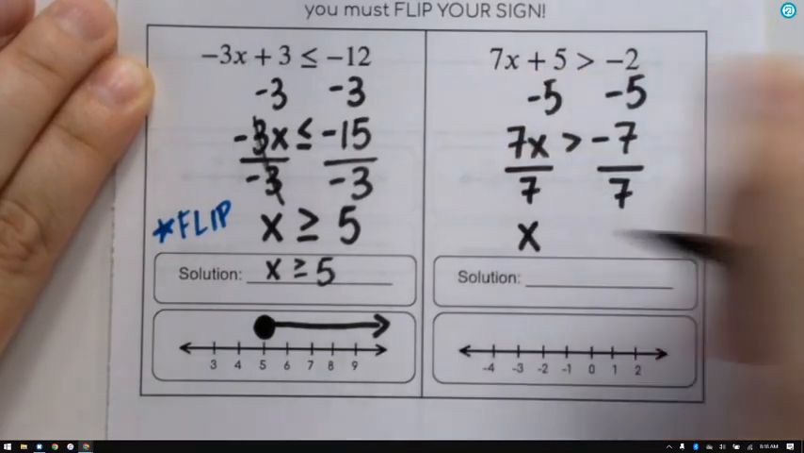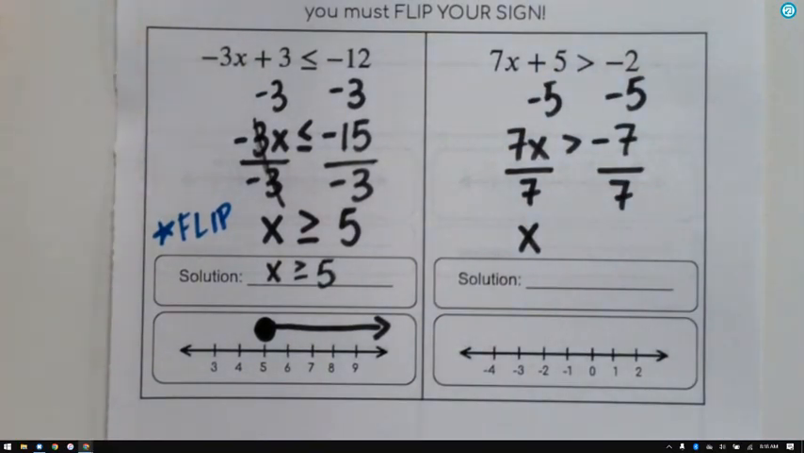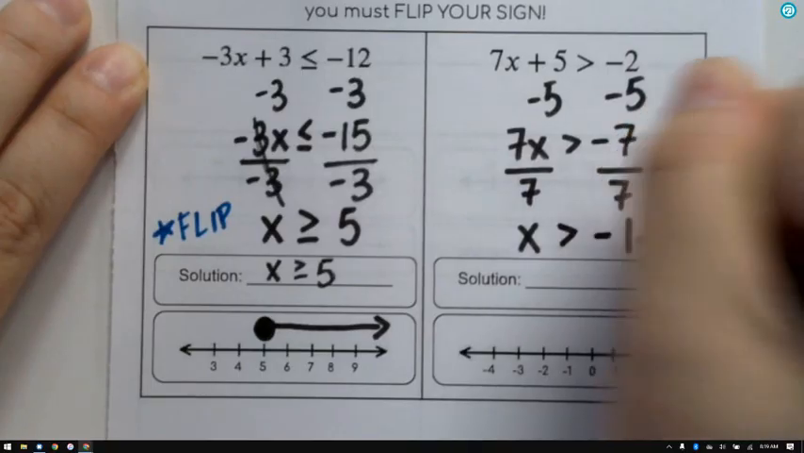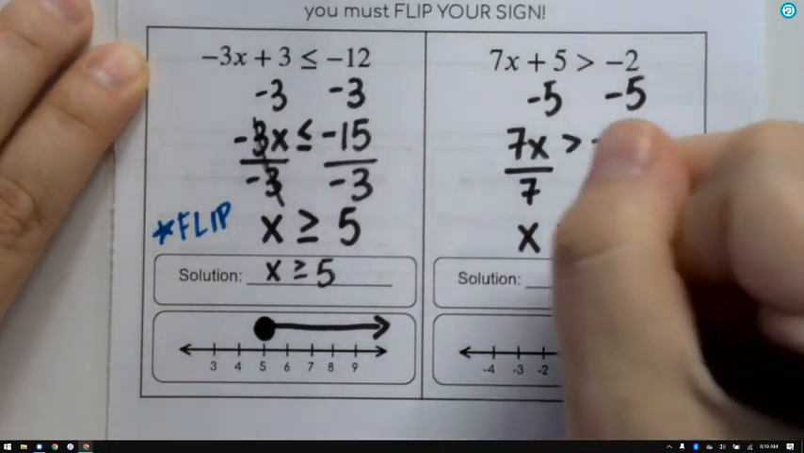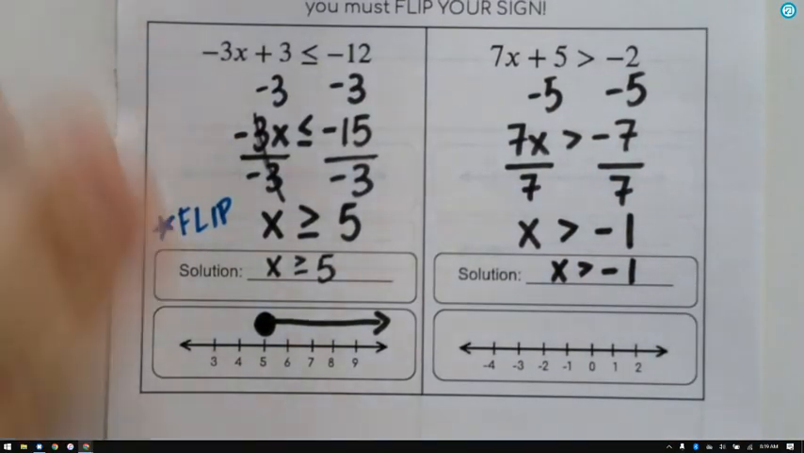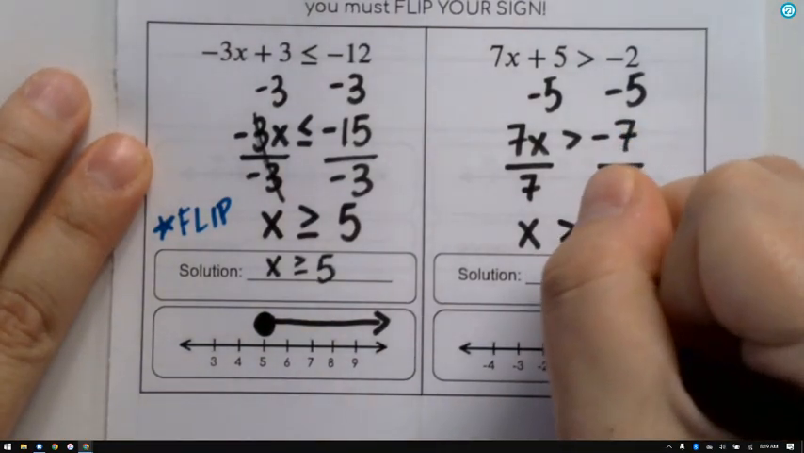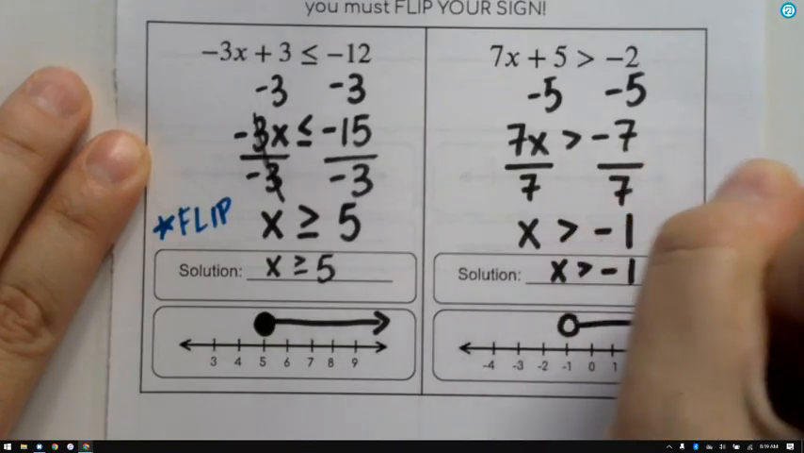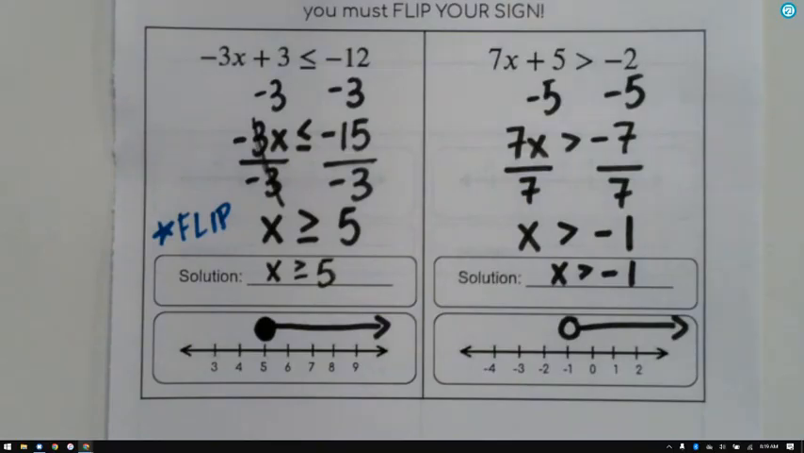And you'll get x is, did we divide by a negative? No, we divided by a positive 7. So we do not need to flip our sign. So x is greater than negative 1, because negative 7 divided by 7 is negative 1. So my answer is x is greater than negative 1. For greater than, I need to use an open circle. And then the numbers that are bigger than negative 1 are 0, 1, 2, 3 to the right.